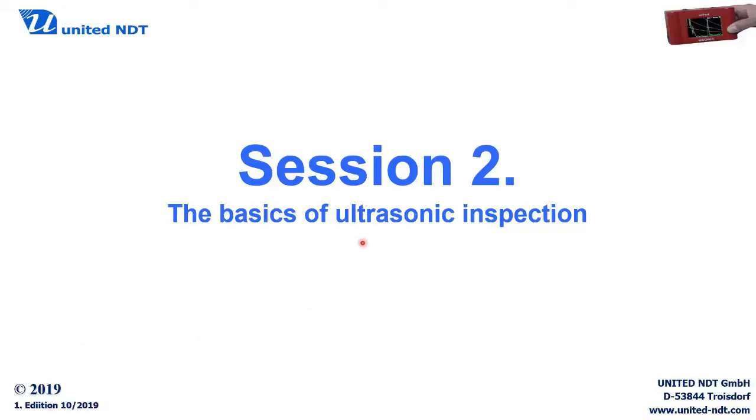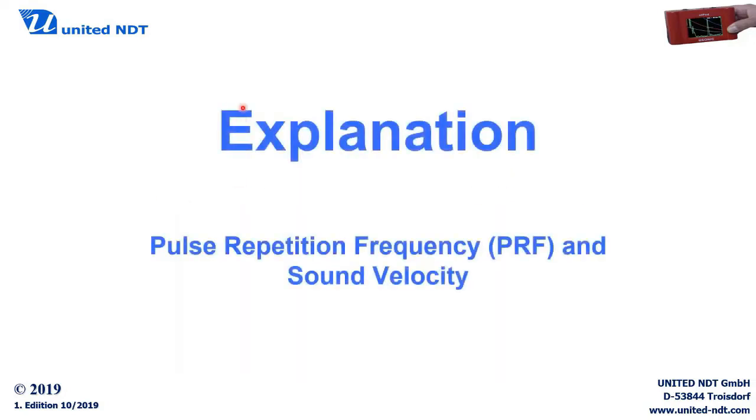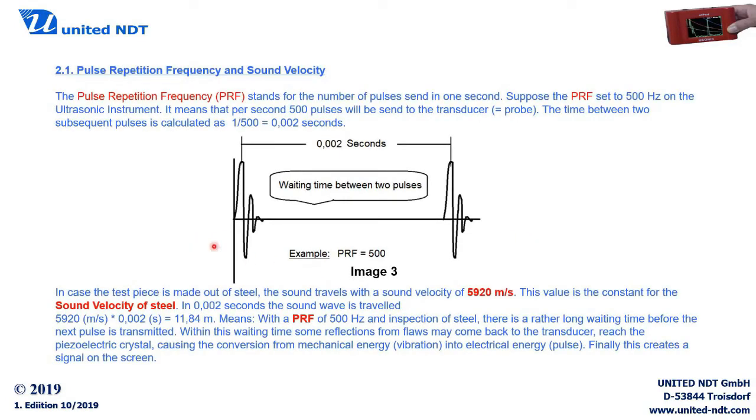So welcome to session 2, the basics of ultrasonic inspection. First we need to explain a bit more about certain terms used: pulse repetition frequency, PRF, and sound velocity. We actually talked about this already in the first session, but let's talk about it a bit more to have a better understanding. So the pulse repetition frequency and sound velocity is explained over here.